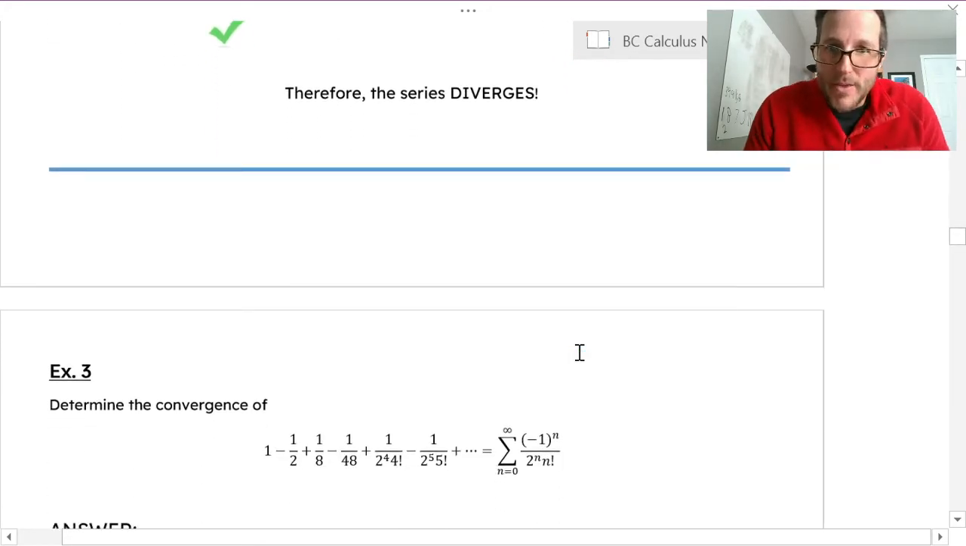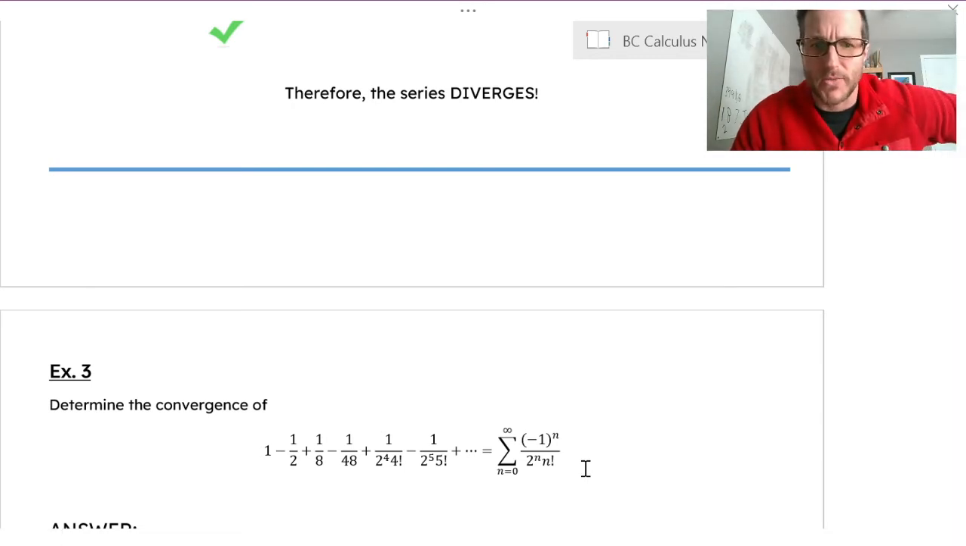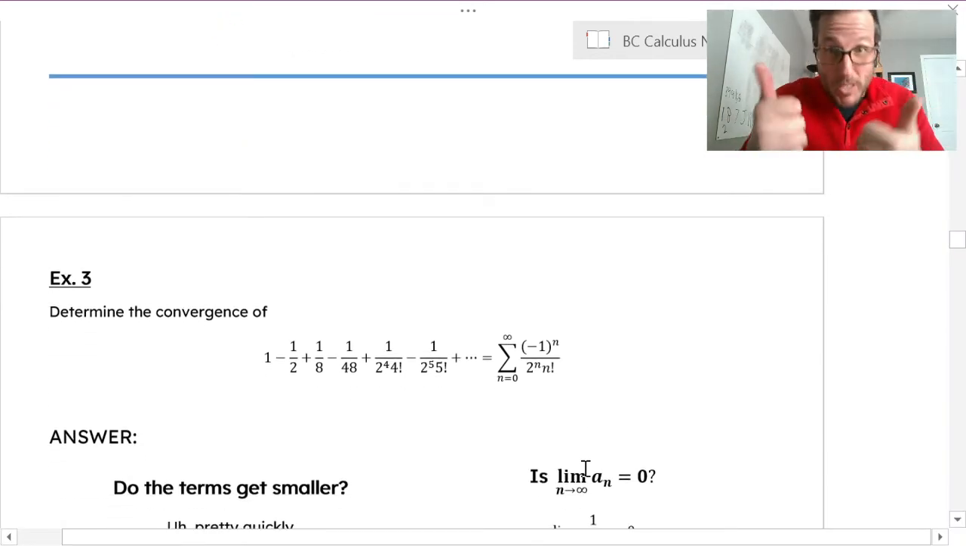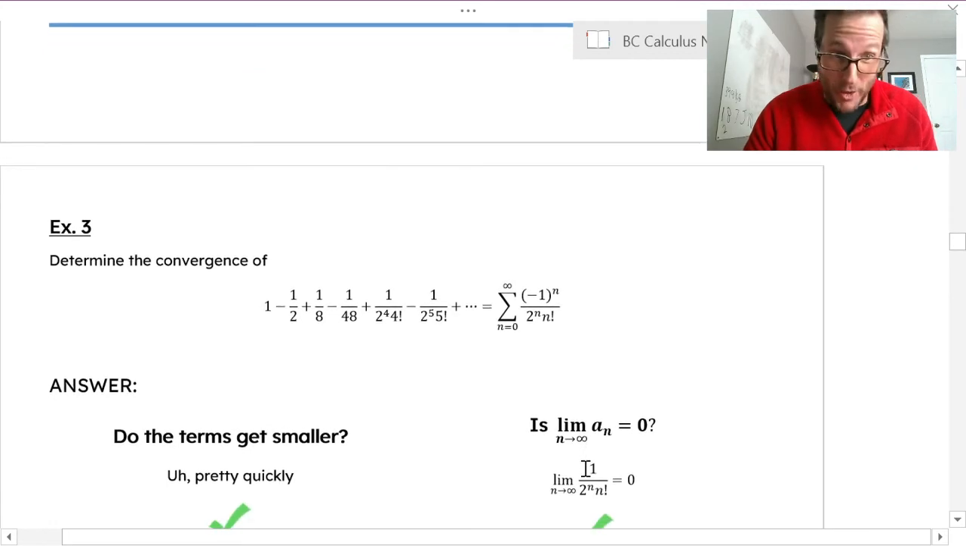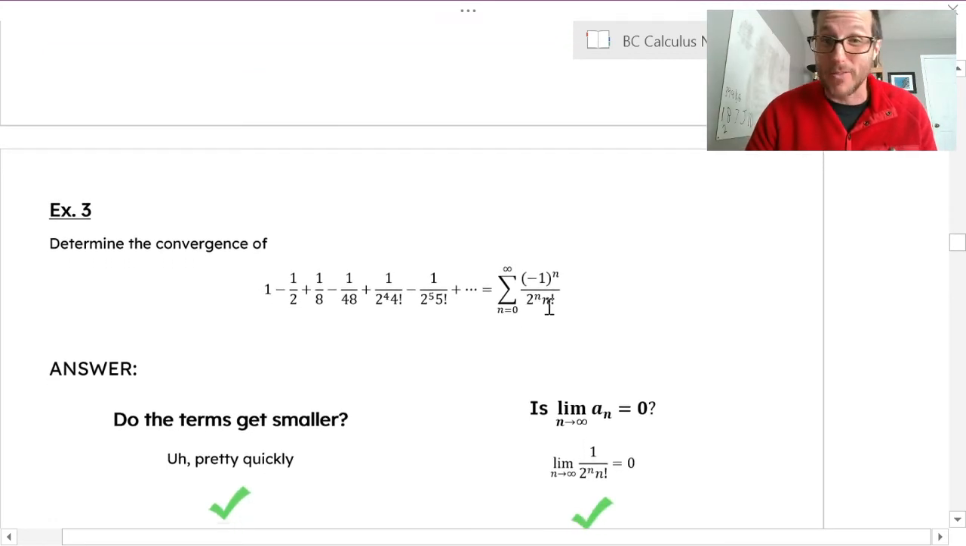Here is a third example for an alternating series. We know this is alternating because we get this negative 1 to the n critter right there. Now this one's going to be fun. We're going to see this one later. Let's prove that it converges or diverges first. So do the terms get smaller? And is the limit of the number part 0? Well, yeah, those numbers are getting really small, right? N factorial is a super fast grower. So those numbers are getting really tiny, really quickly. So cha-ching on that one.